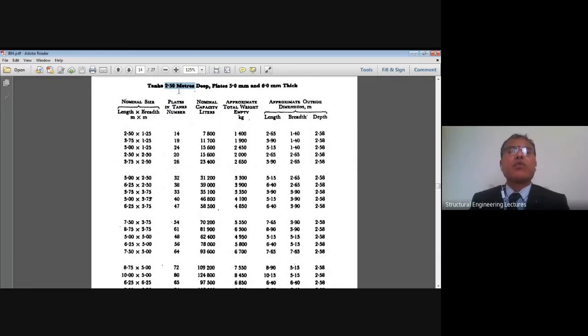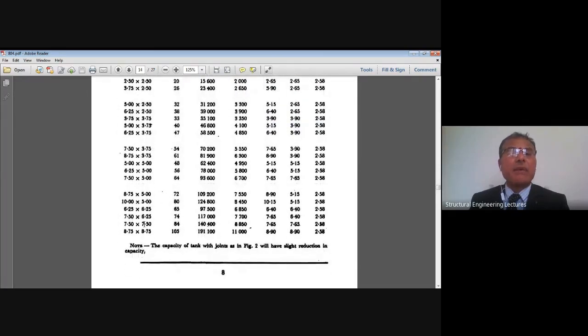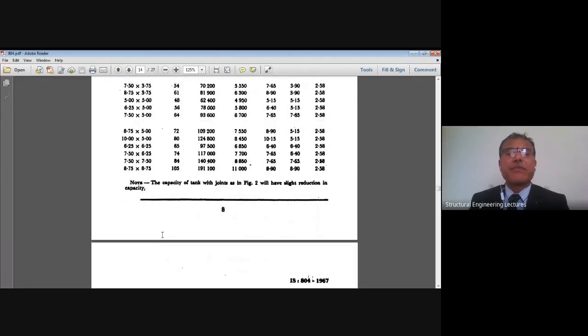This is how for two tires, means two pressed steel plates, if they are used with a height of 2.5 meter, then 2.5 by length 2.5, and only one plate is 1.25, then at least you require 14 plates. Sulfate is equal to 1400 kg. It can be used to store 7800 liters. Then the external dimensions are 2.65 by 1.4 by 2.58. That is how you can see other dimensions up to 8.75 by 8.75.